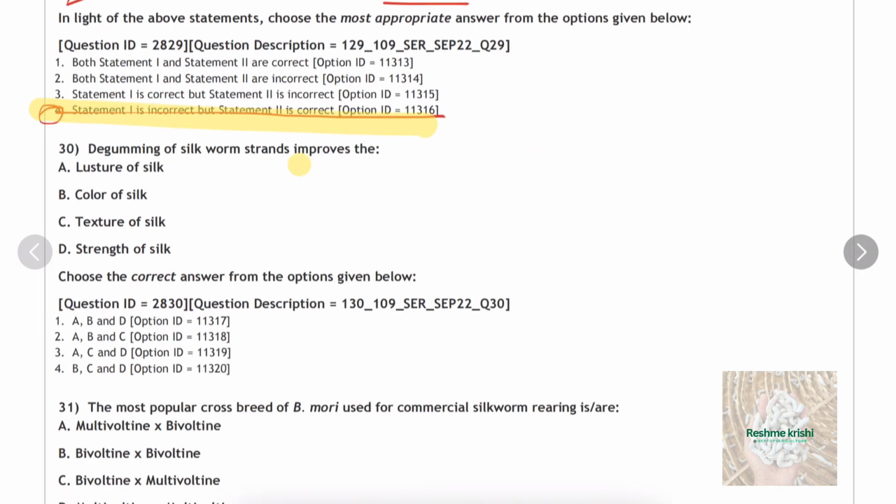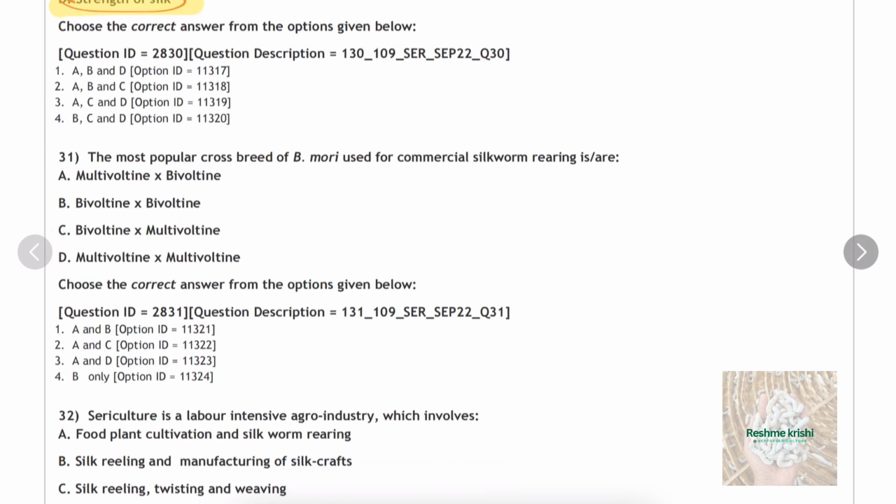Degumming of silk standards improve. See, improve is given. Luster of silk, color of silk, texture of silk, strength of silk. Degumming doesn't have any value in the strengthening of silk. So the answer will easily be strength of silk.